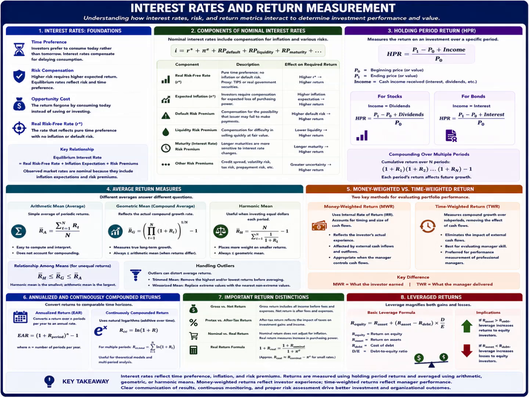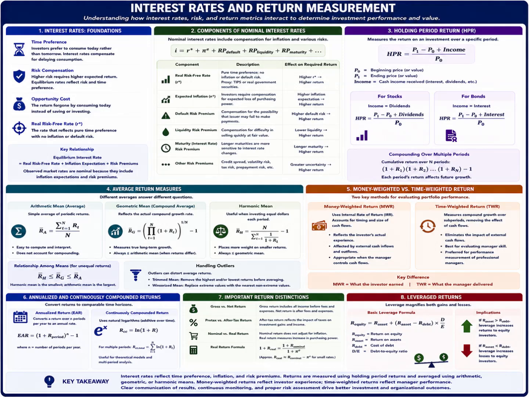The money-weighted return is calculated using the internal rate of return, IRR, and incorporates the timing and magnitude of cash inflows and outflows. In contrast, the time-weighted return removes the effects of external cash flows by measuring compound growth across sub-periods. Time-weighted return is preferred for evaluating professional portfolio managers because managers typically cannot control investor deposits or withdrawals. Money-weighted return is more appropriate when the manager controls cash flows, as it better reflects the investor's actual experience.